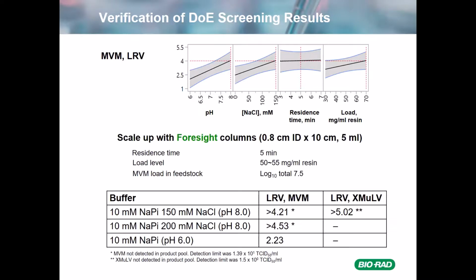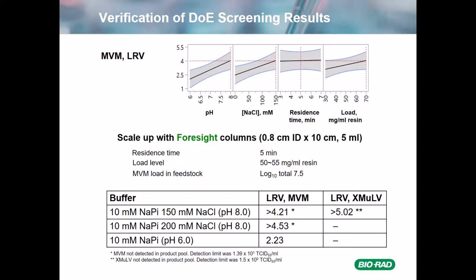the load ratio. The runs were performed using our 5 ml Foresight columns, using a residence time of 5 minutes, a load level of 50 to 55 mg per mL, and a total amount of MVM of 7.5 logs. In the table, you will see the conditions for MVM that were tested and for one run with XMuLV.